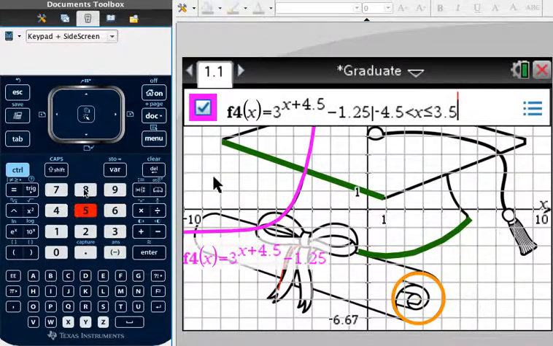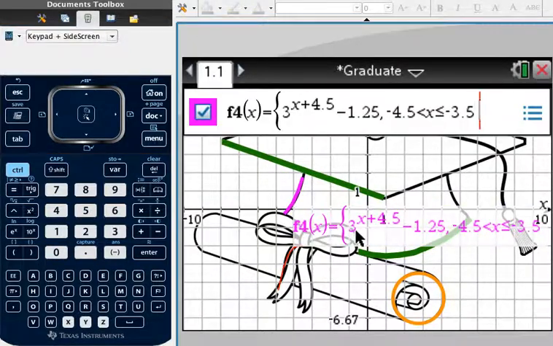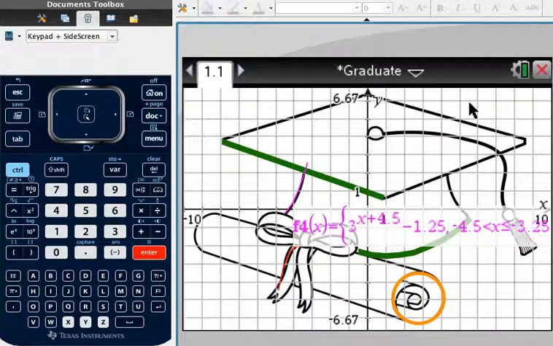So it should be a negative 3.5. Okay, push enter. And you can see that it's perfect right here, but I want it a little bit longer up here. So I got really close with a negative 3.5. It needs to be a little bit less than negative 3.5, so maybe negative 3.25. Let's try that. Okay, and that's way too much.